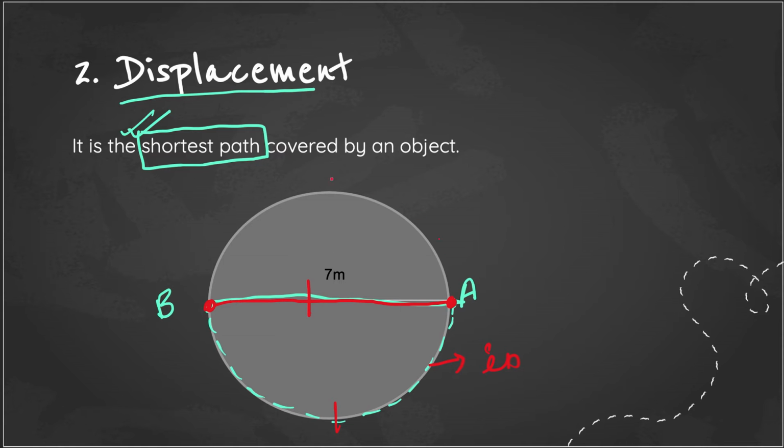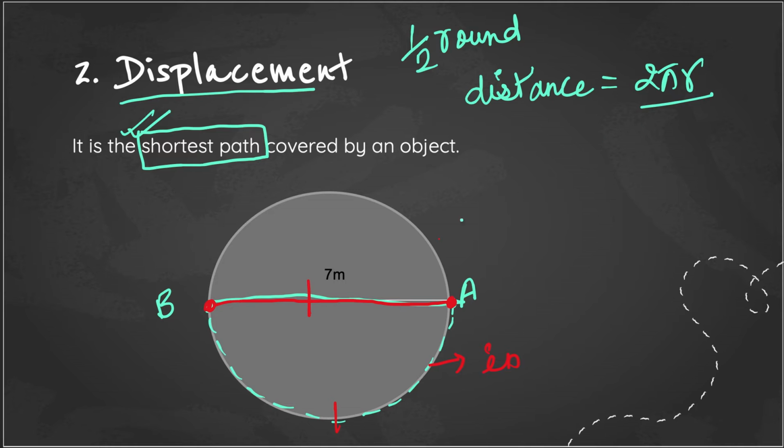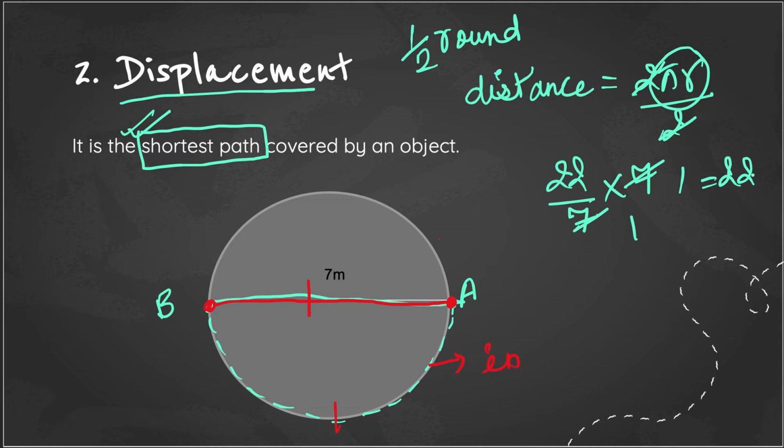Yeah, so if I take this as a numerical, and we need to find, for half of a round, what is the distance and what is the displacement? The distance becomes, we know the circumference, which is 2 pi r, but it only took half of a round, so we can divide it by 2, which becomes pi r. Pi is 22 by 7 multiplied by 7, which comes out to be 22 meters.